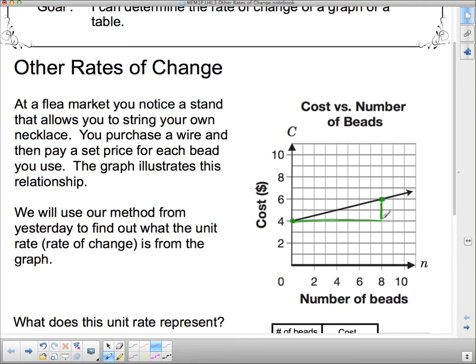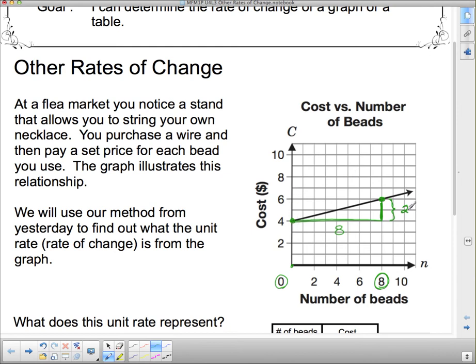Now, what I have to do is see what this actually tells me. On the bottom we have number of beads and up the side we have cost. So on the bottom, I'm going from 0 beads right here to 8 beads. So that tells me that 8 beads raised the price by this much. Along the bottom I went from 0 to 8, so this distance here is 8. And up the side I went from 4 to 6, so $4 to $6. So this is a $2 increase up the side.